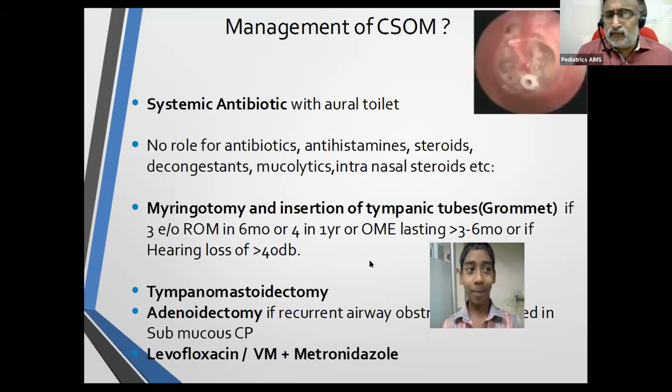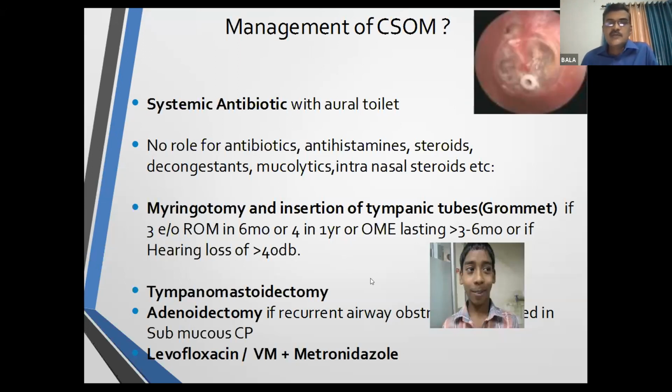So then what about the chronic CSOM? Do you have any suggestions? Yeah, in chronic CSOM, always start with ototopicals like fluoroquinolones, or better to combine with a steroid, which has got a better effect. And systemic antibiotic only if there are systemic symptoms, or if there is failure of ototopicals, or if the child is not cooperating with the ototopicals, you can use systemic antibiotic after aural toilet. You have to clean the ear and then send for culture and sensitivity also. Otherwise there is no role for antibiotics, antihistamines, steroids, decongestants, mucolytics, or intranasal steroids.